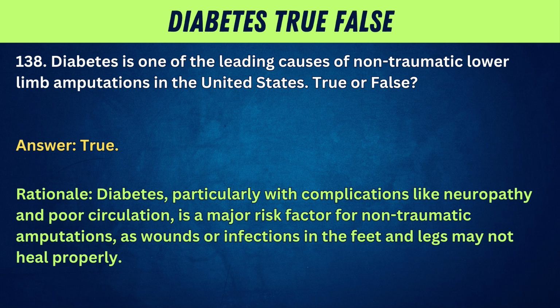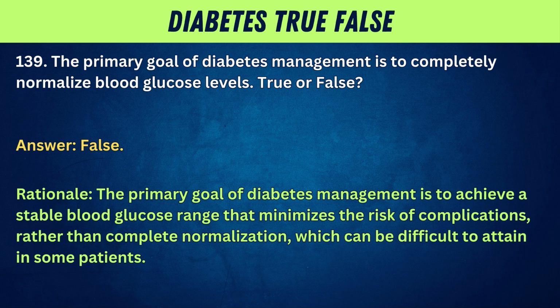True or false? Answer: true. Rationale: diabetes, particularly with complications like neuropathy and poor circulation, is a major risk factor for non-traumatic amputations, as wounds or infections in the feet and legs may not heal properly. 139. The primary goal of diabetes management is to completely normalize blood glucose levels.